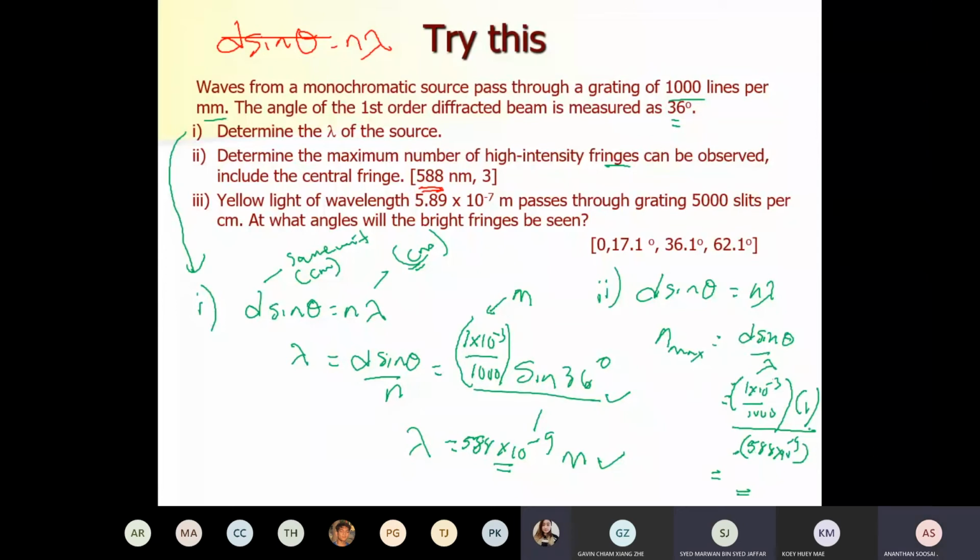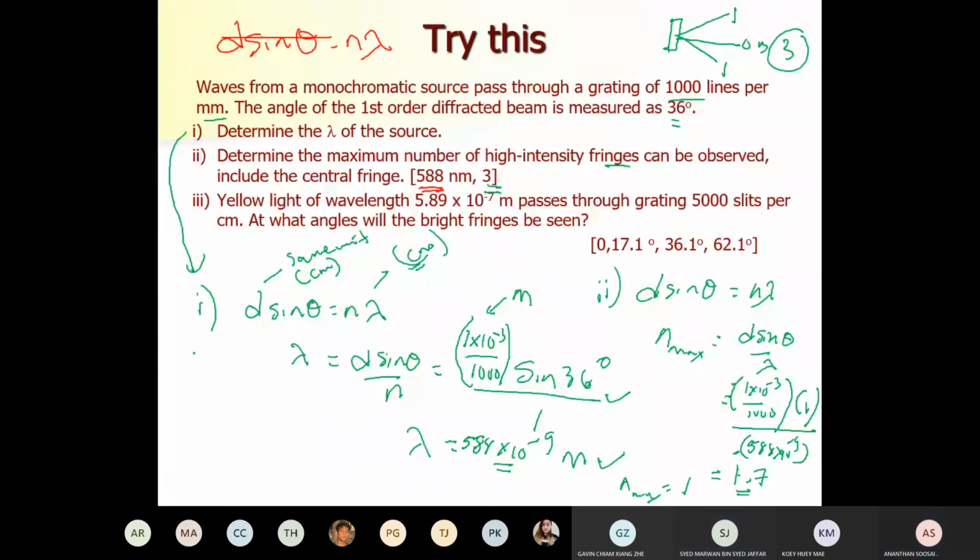1.7. Okay, good, thanks. So you get 1.7. Therefore, N max is only 1. So how are you going to imagine the appearance? I draw here: the diffraction grating, only the first order is observed. First order up there, down also first order, and the center 0 bright at the center. So how many do you see altogether? The answer is 3 maximum high intensity fringes observed.